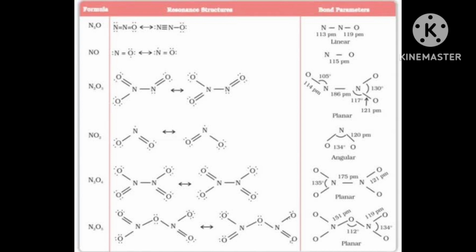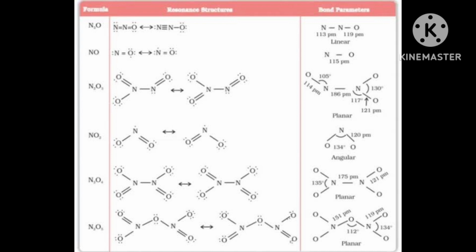Then this is also a planar structure, and if you want to know the angle between the middle oxygen, NON, what is the angle? That angle is 112 degrees. 180 degrees means a straight line, but here it is 112. It means you can understand that it is not a straight line. Okay, some angle of 112 degrees is there.